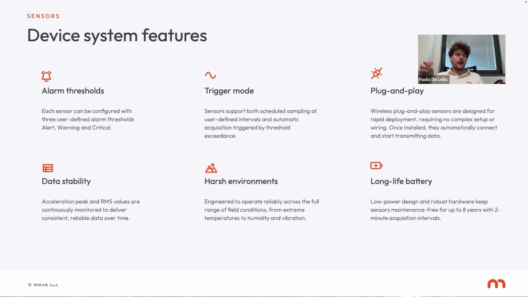All the sensors are plug and play, and you can use them in different applications, also in harsh environments. So you also have the possibility to install them in different types of structures, in different types of conditions, and the sensor works perfectly without problems.